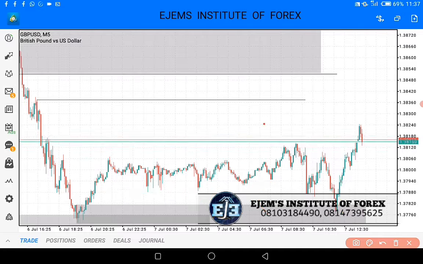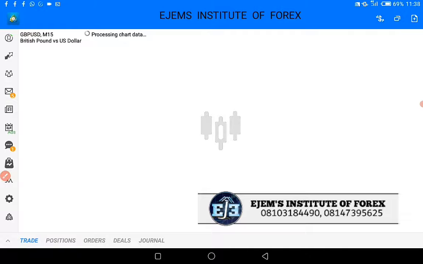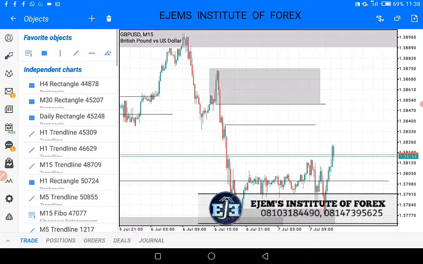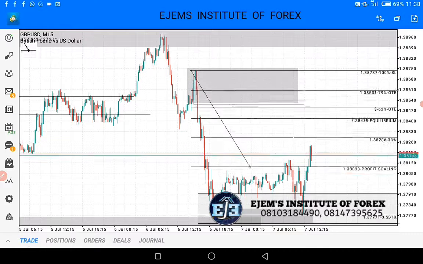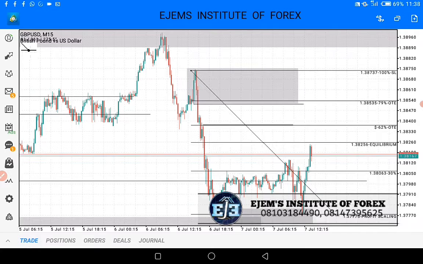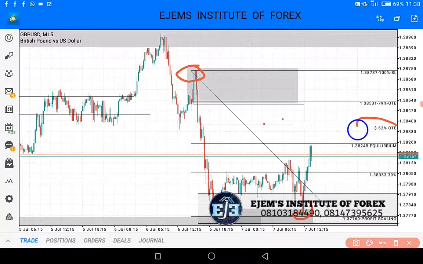So I'm anticipating the market coming to fill up this fair value gap, possibly into this other block. Or I'm also very much interested in this high to this low. I want to see price trade into this point or this point to give us an optimum trade entry. And nevertheless, let's see how it goes.